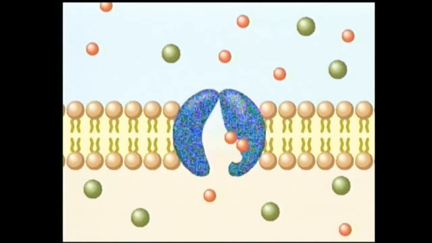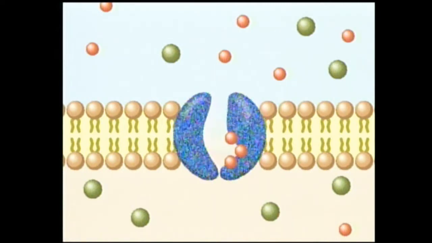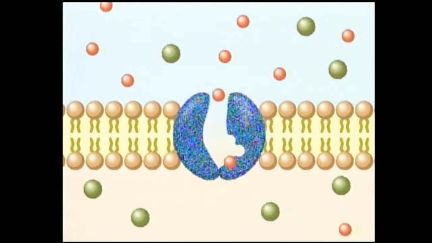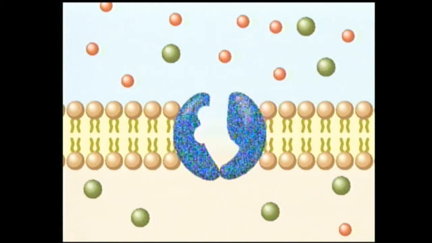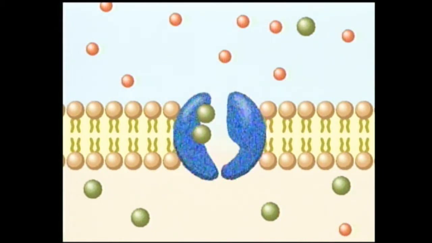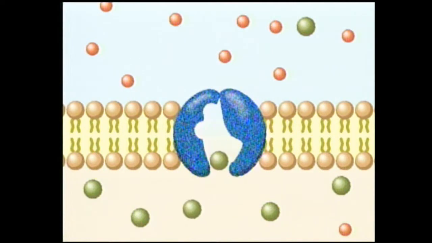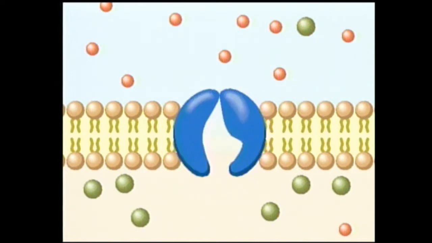Sodium ions bind to the carrier protein. Again, the shape of the protein changes. The sodium ions are released outside the cell. The protein can now bind potassium ions. When the potassium ions bind, the protein changes shape. The potassium ions are released inside the cell. The energy gained from ATP has been used up.